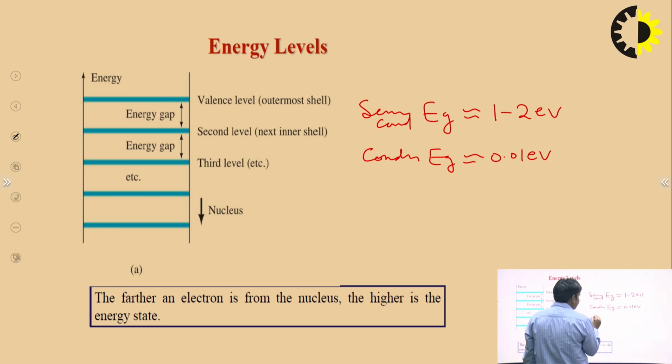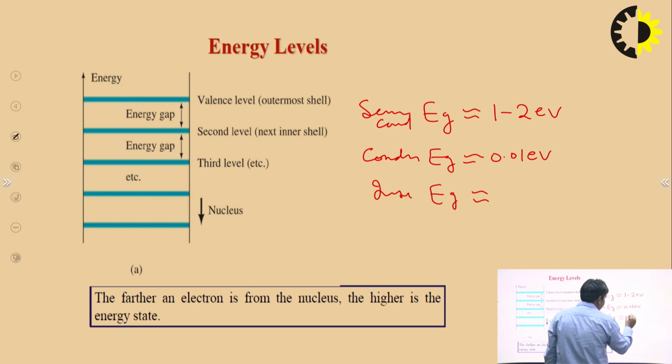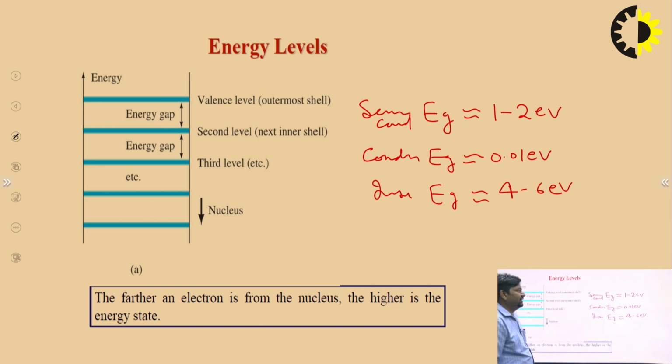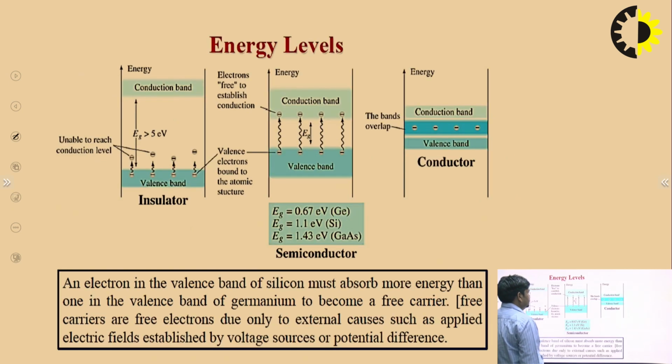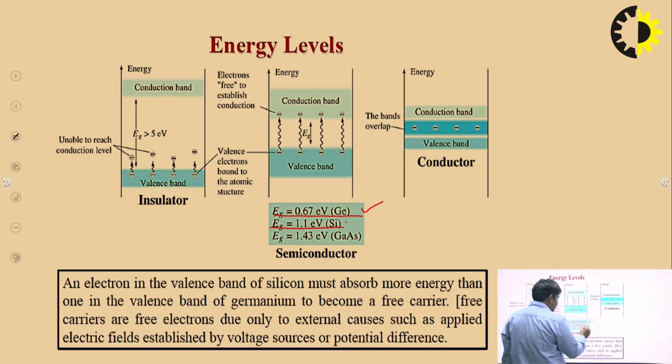But in the case of an insulator, the energy band gap is greater than 4 to 6 electron volt. So, on the basis of the energy band gap between the valence band and conduction band, we have to differentiate semiconductor, conductor and insulator. The energy band gap Eg for germanium is 0.67 electron volt, for silicon it is 1.1 electron volt, and for gallium arsenide the energy band gap is 1.43 electron volt.